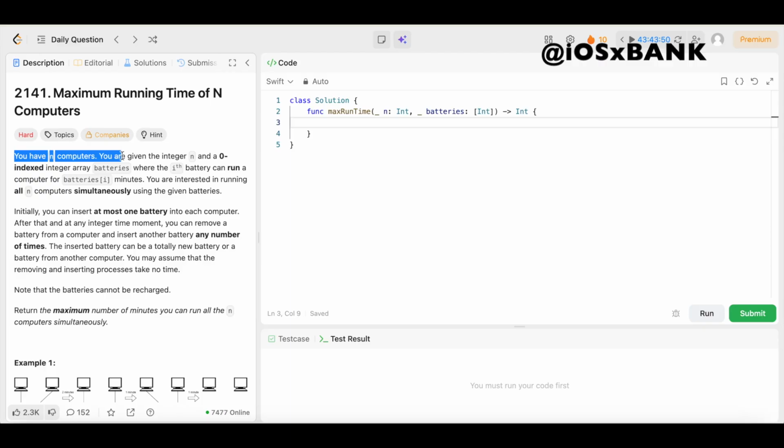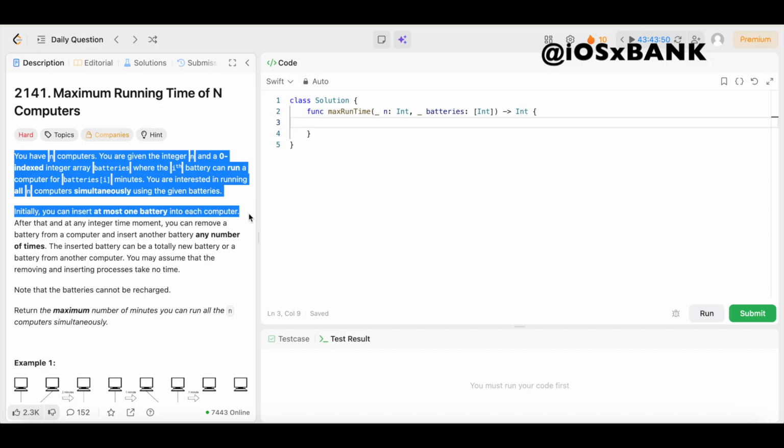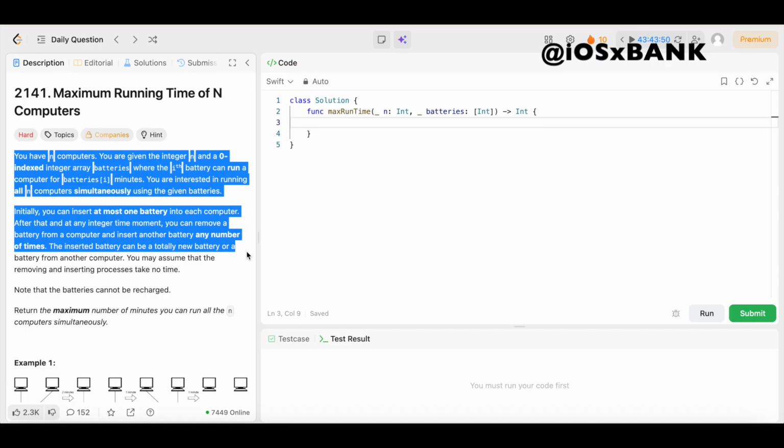You have N computers. You are given an integer N and a zero-indexed integer array batteries where the ith battery can run a computer for batteries[i] minutes. You are interested in running all N computers simultaneously using the given batteries. Initially, you can start at most one battery into each computer. After that, at any integer moment, you can remove a battery from a computer and insert another battery any number of times. The inserted battery can be a totally new battery or a battery from another computer.